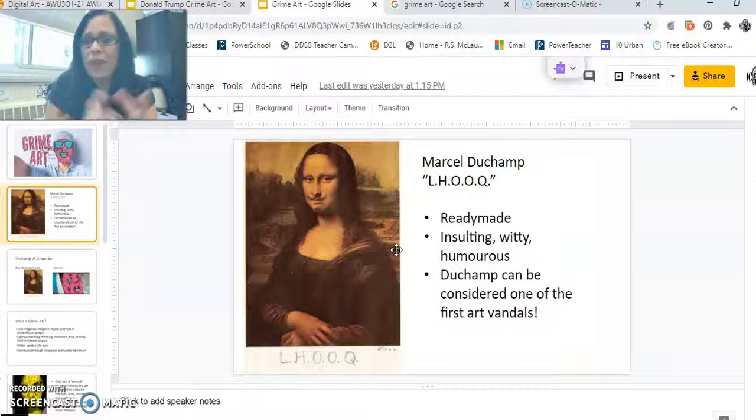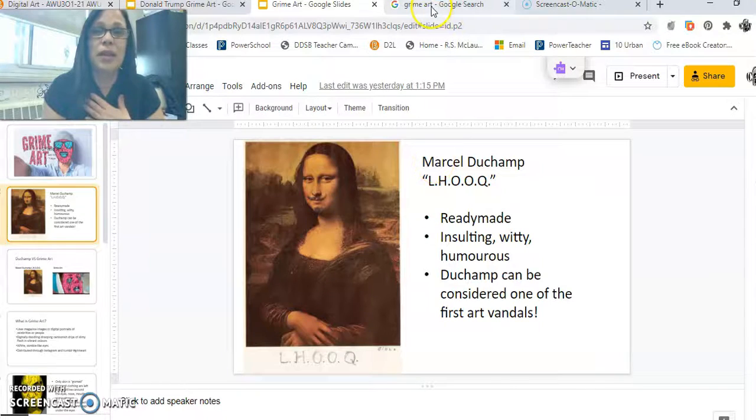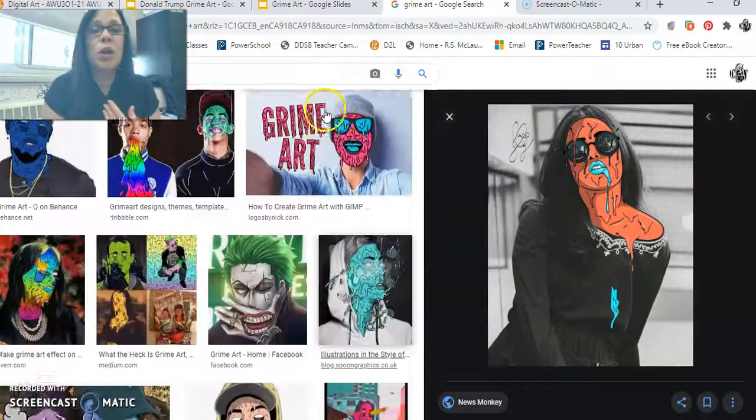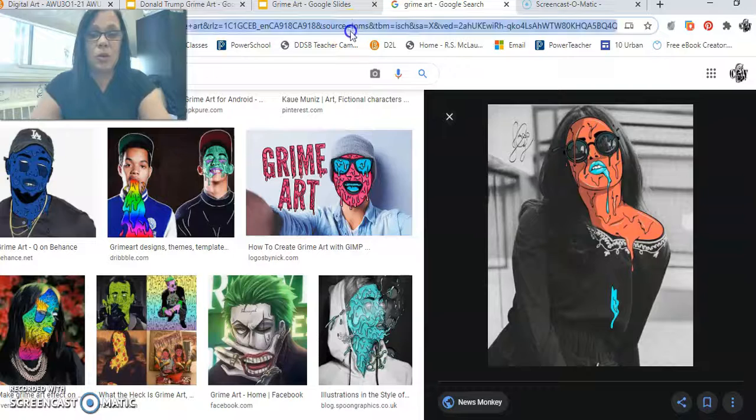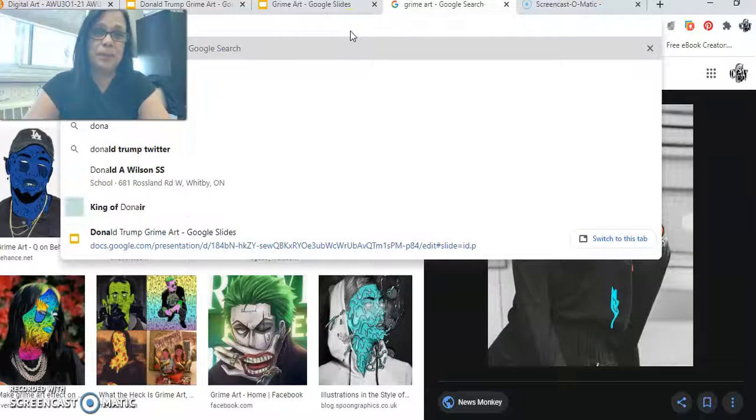So that's why he picked this particular ready-made, you know, to make fun of the art institution and the seriousness of art. And it took a lot of guts, right, for him to take something that was so revered and make fun of it. So our ready-mades then are images that are already on the internet. So we did a practice one. So we did something with Donald Trump.